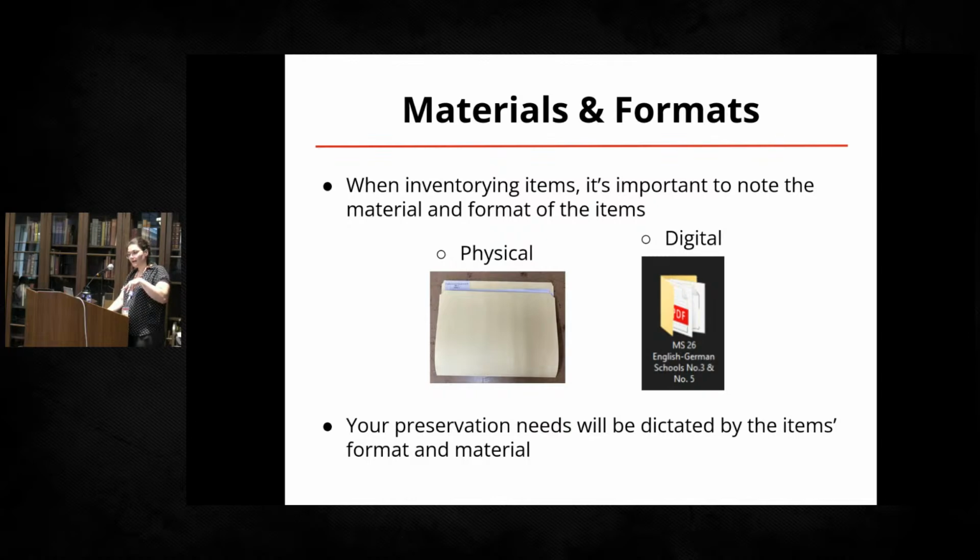When you're doing the inventorying, I always stress it is important to note the format of the material and the items that you're keeping track of. I love using this example because it comes from one of our collections. This physical folder and that digital folder have the exact same title. So it can get confusing if you just say this folder with this title. Well, do you mean the physical one, or am I looking at the digital one?